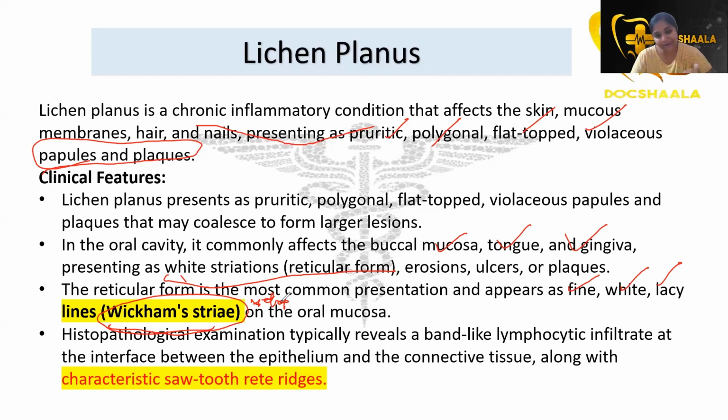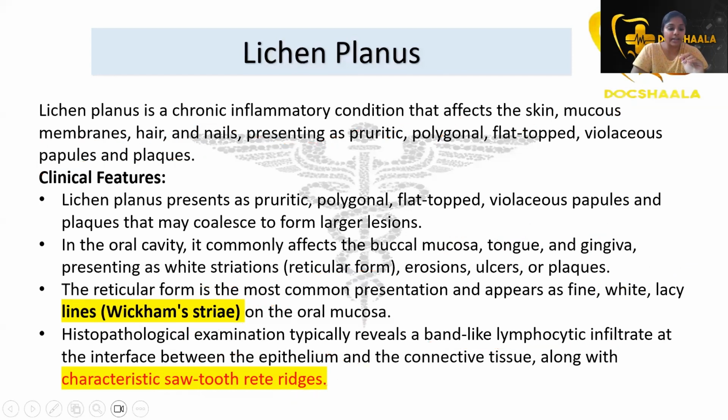These are the points they'll ask in your viva, university exams, and also in NEET MDS. This is very important. Lichen planus is a chronic inflammatory condition. You remember that; don't confuse it with autoimmune disorders. Histopathology reveals a band-like lymphocytic infiltrate at the interface between epithelium and connective tissue, which is seen as sawtooth rete ridges. These are very important points around lichen planus.